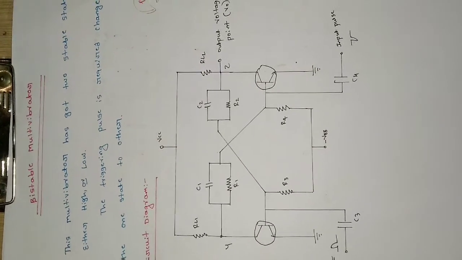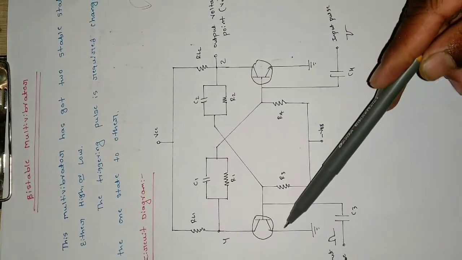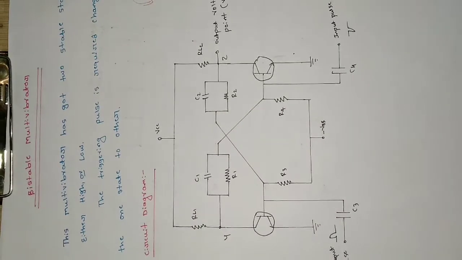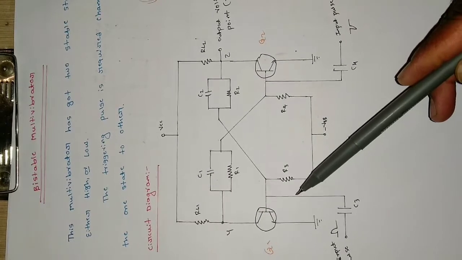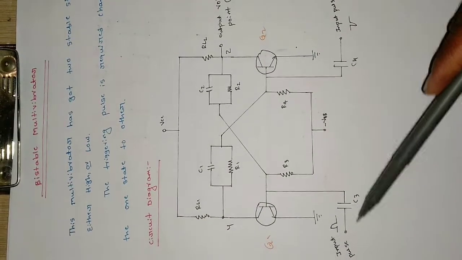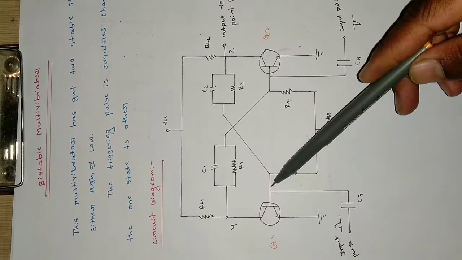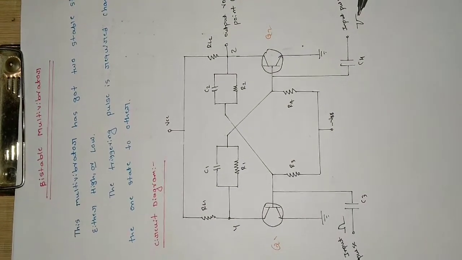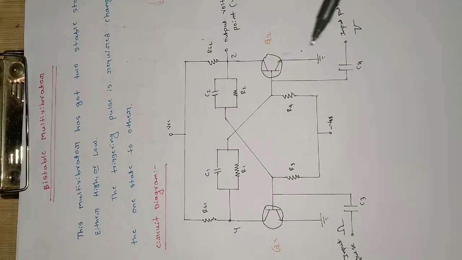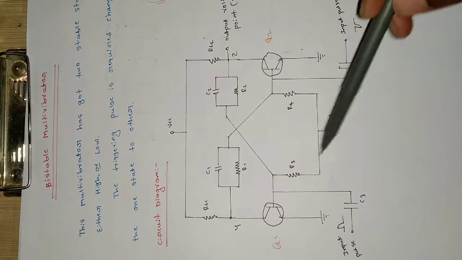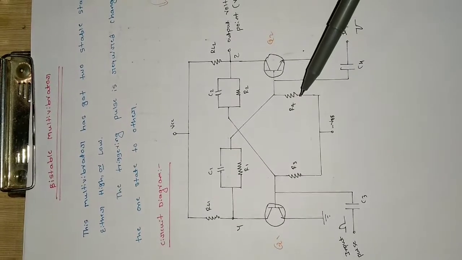Now coming to the circuit diagram, here it has two transistors. This is Q1 and this is Q2. The pulse which is applied first is the input pulse here. That pulse is applied through the capacitor to the base of the transistor Q1. And a second pulse is also applied to the base of the transistor Q2. Here a negative voltage is applied to the bases of both the transistors.